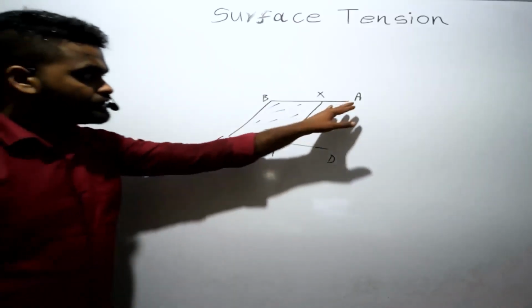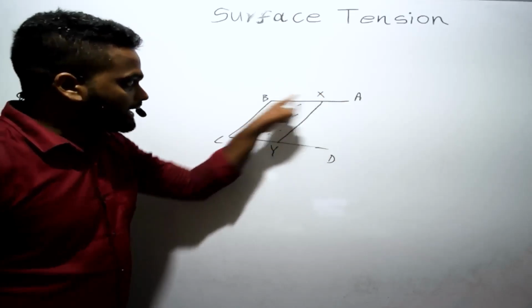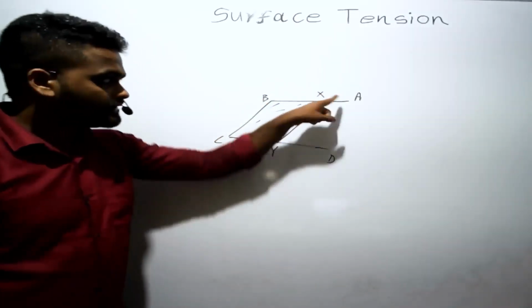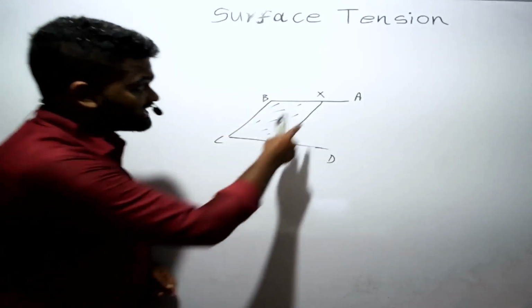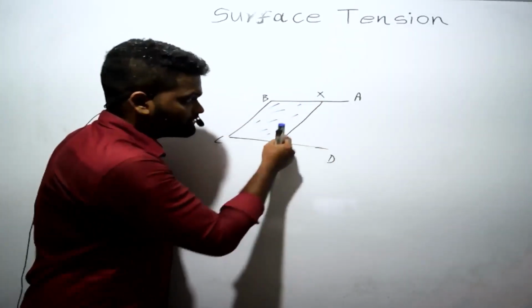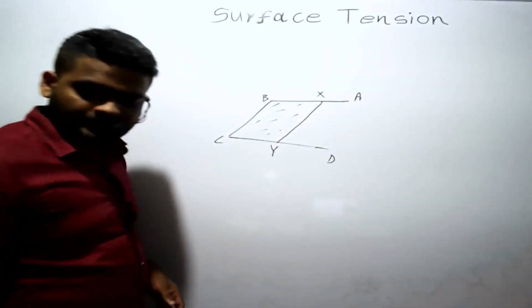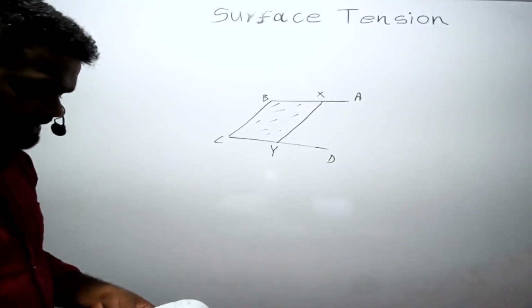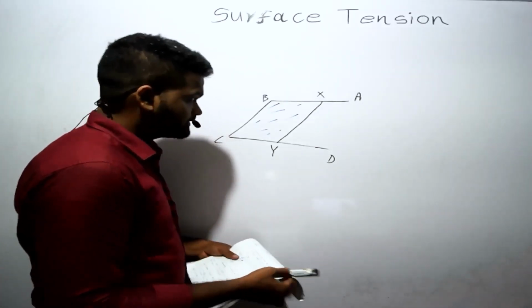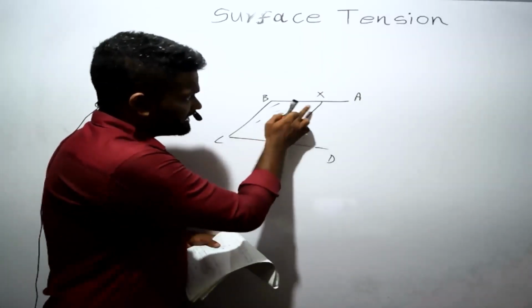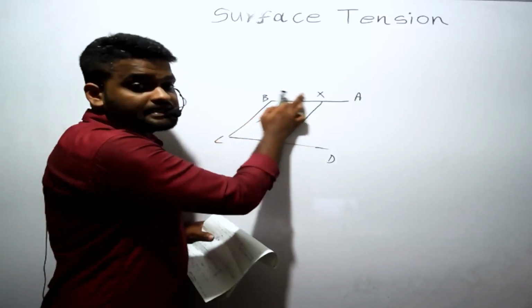Okay, so you have this wire frame. This is ABCD, a rectangular shape, but we don't draw it here. Then this XY wire you can slide over this. Then you make a liquid, like a soap layer. Let's say you make a soap layer here.